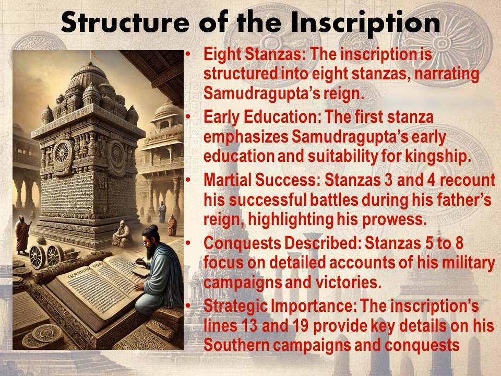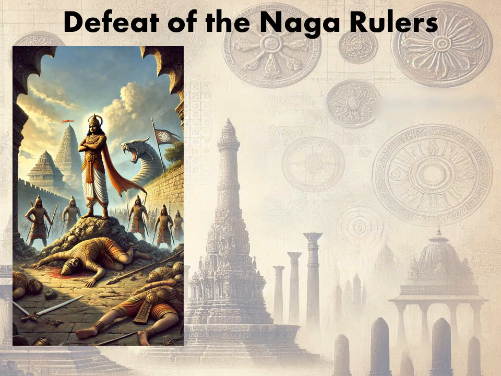The inscription's lines 13 and 19 provide key details on his southern campaigns and conquests. So, about his southern campaign, most of the information can be obtained from line 13 and line 19. Defeat of the Naga rulers. How were the Naga rulers of northern India defeated?